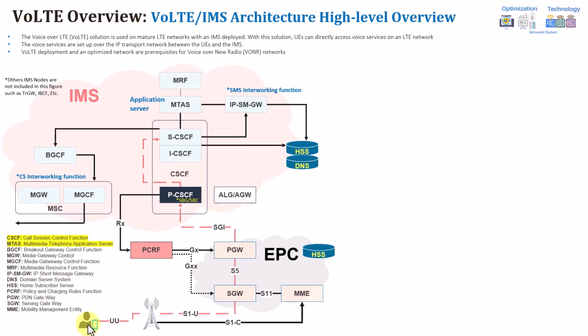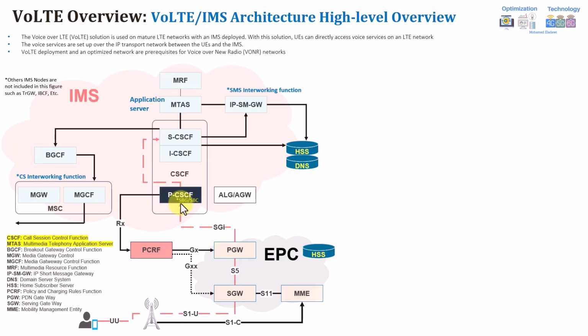So, for example, assume the user already initiated a call. As you can see, this red line goes from the user through the serving gateway and packet gateway. Then it is transferred to something called the P-CSCF, where P stands for proxy and CSCF stands for call session control function. The main function of this proxy CSCF is that it acts as the first point of contact. Whenever there is a call, the UE will start communicating with the P-CSCF.